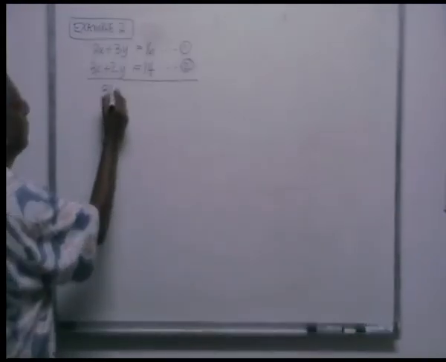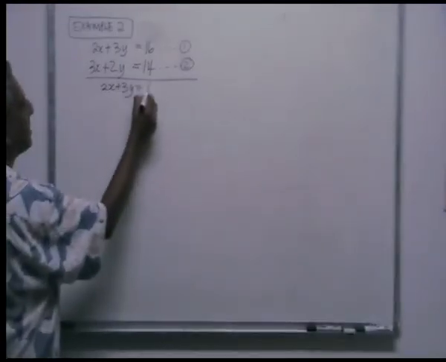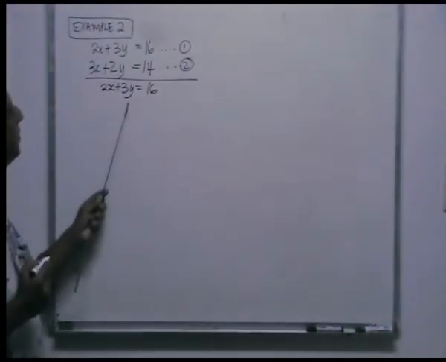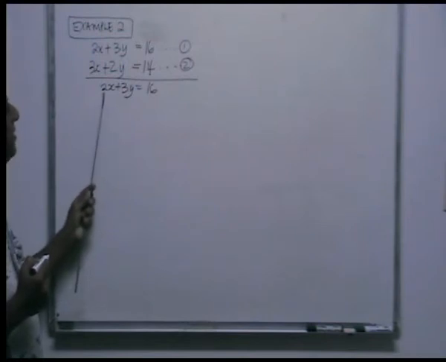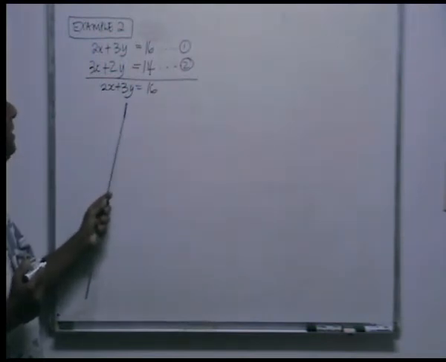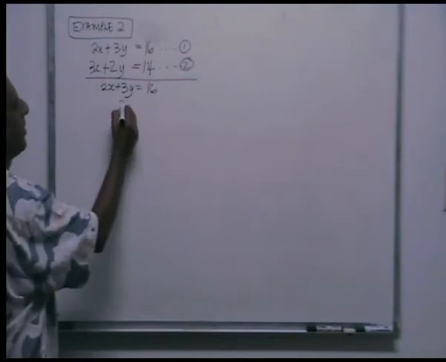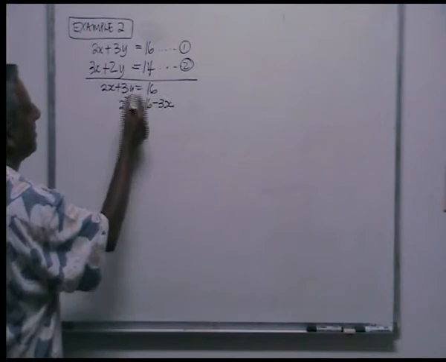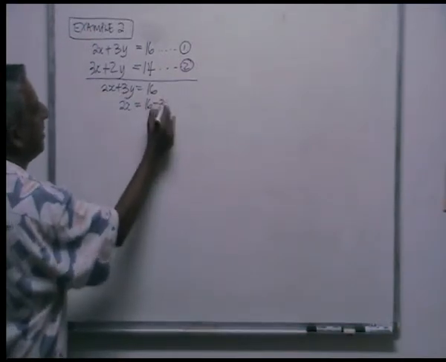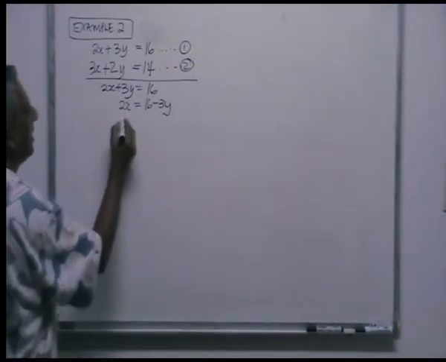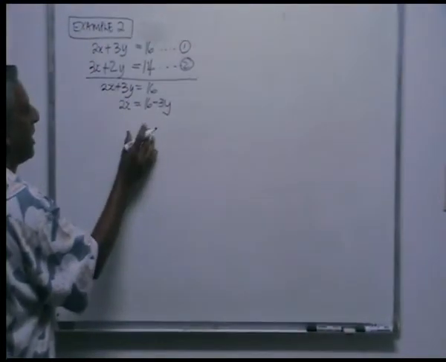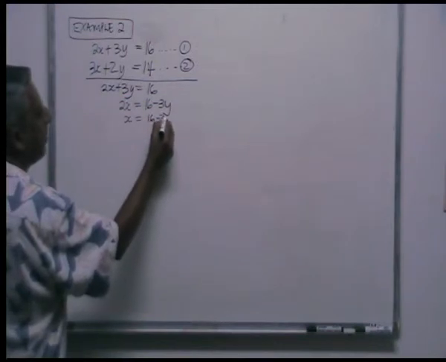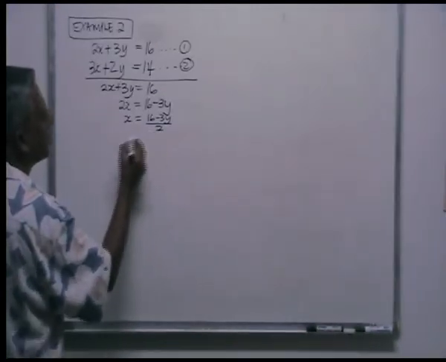But let's suppose you want to do it the substitution way. Then you will take number 1, 2x plus 3y is equal to 16. And you have to make a choice which one you want to make the subject. Now here you've got 2x and here you've got 3y. It's better to deal with 2x. So you'll say 2x is equal to 16 minus 3y. The 3y went on that side. But this is 2x, you can't leave it like this. You must have x. So x is equal to 16 minus 3y all over 2.